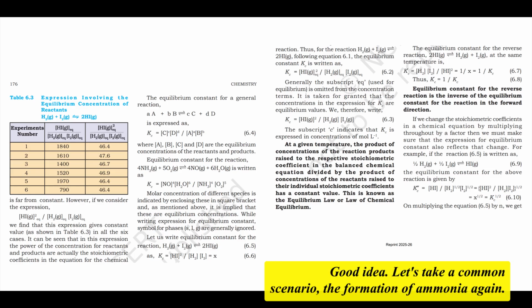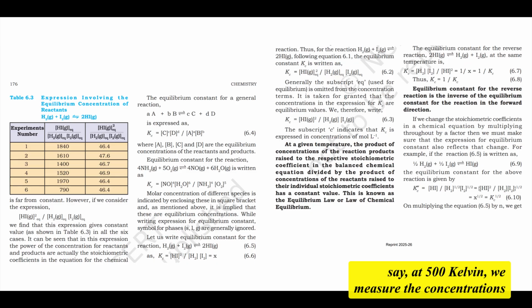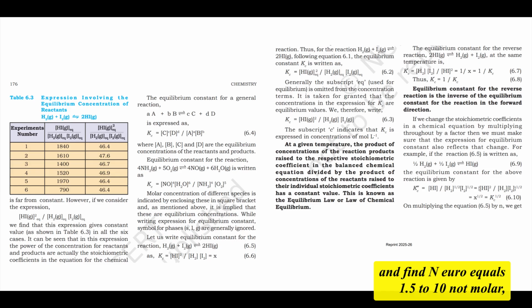Good idea. Let's take a common scenario, the formation of ammonia again. N2 plus 3H2 equals 2NH3. Suppose at equilibrium, say at 500 Kelvin, we measure the concentrations and find N2 equals 1.5 times 10 to the minus 2 molar, H2 equals 3.0 times 10 to the minus 2 molar, and NH3 is 1.2 times 10 to the minus 2 molar. How would we find Kc?